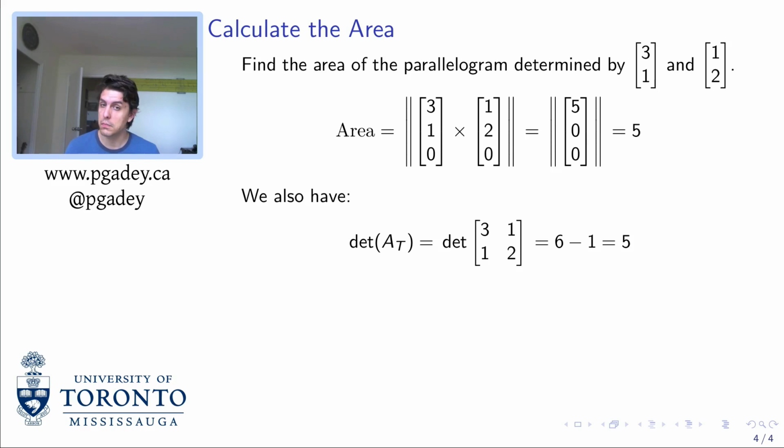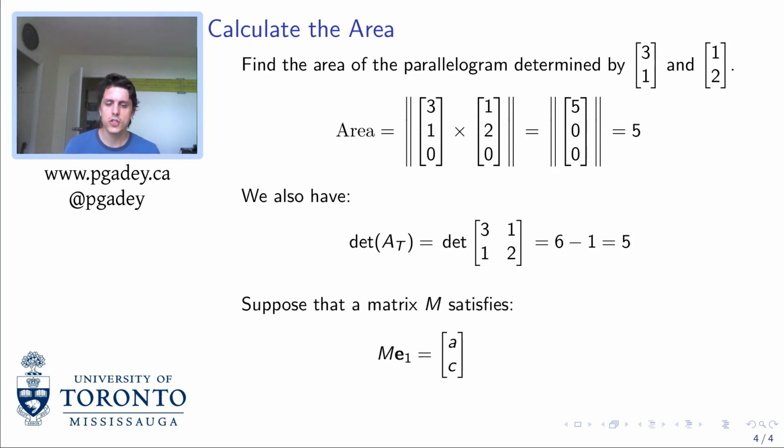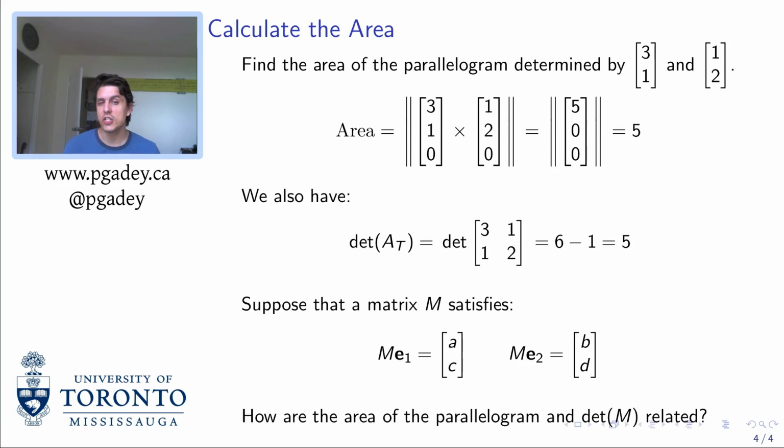Coincidence? Perhaps. Suppose that we had a matrix that satisfies the following. The matrix M sends E1 to AC and E2 to BD. I encourage you to use the reasoning that we've done here with parallelograms, the cross product, and the determinant to see if there's any relationship between that area and the determinant of the matrix M. Good luck!